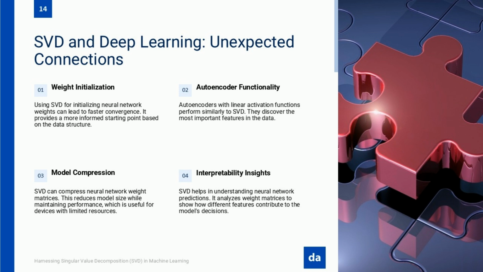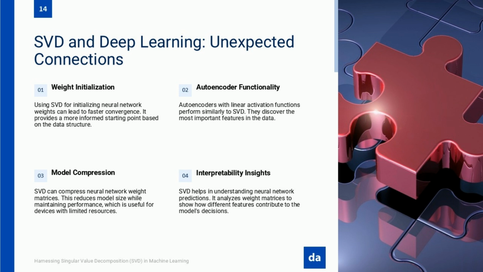One seems to embrace complexity, while the other strives for mathematical elegance. But this supposed dichotomy breaks down when we examine the mathematical foundations more closely. The first surprising connection emerges in neural network initialization. When we set up a neural network, the initial values of weights critically impact training dynamics and convergence.